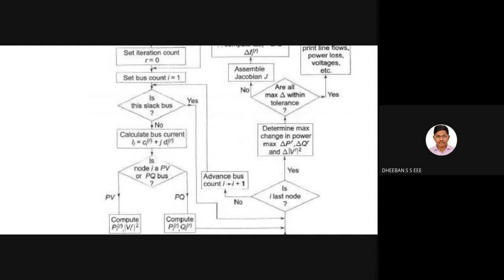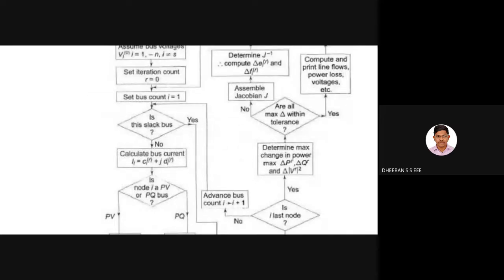Okay, you have found your del V. Next you have to find your del P and del Q, so those are your power residues. Those things you will be finding, and then the tolerance you have to check. So this tolerance value must be less.